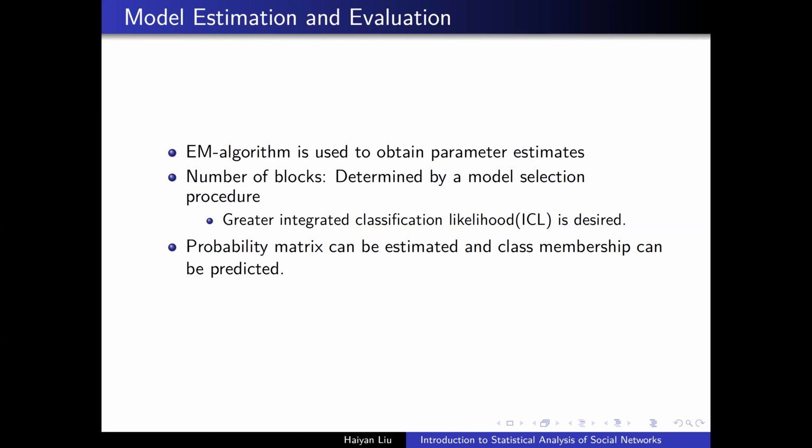Then we can compare the likelihood across those different numbers of blocks. We choose the one with the greatest integrated classification likelihood. So the one with the greatest likelihood will be the one we choose to use. After we select the number of blocks, we can also extract the corresponding probability matrix and class memberships, and we use them to interpret the results.